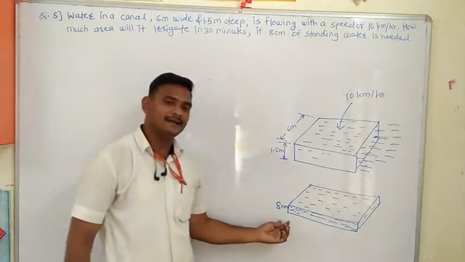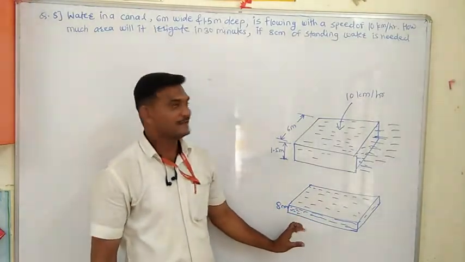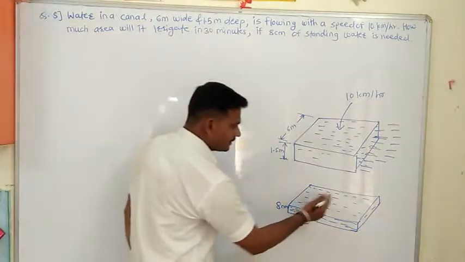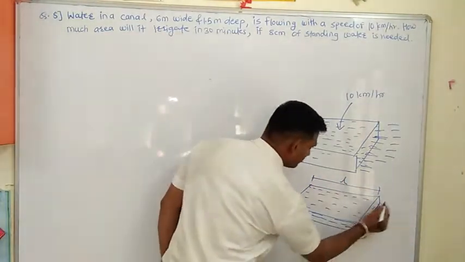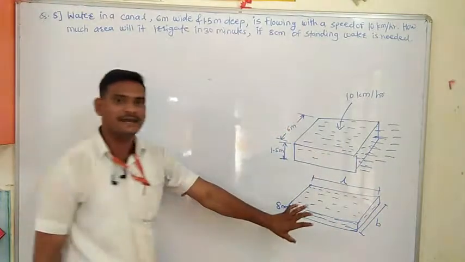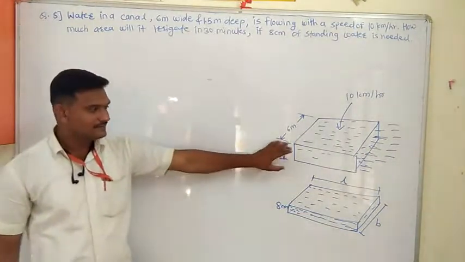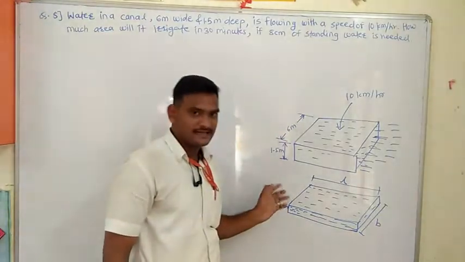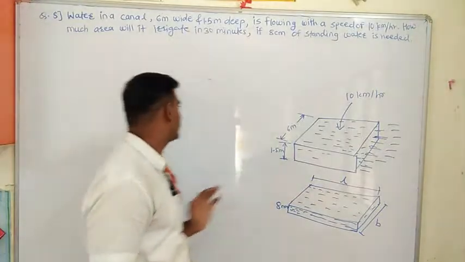We have to irrigate to 8 centimeter height. The water to be standing in the field is required. Then how much area will be irrigated? Area means this much area. Suppose we assume this length as L and breadth as B. B is the breadth. L into B is the area. This much amount of area will be irrigated by this canal. Then height is given as 8 centimeter. We have to calculate how much area is irrigated by this canal water.